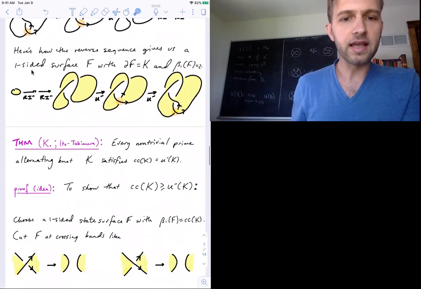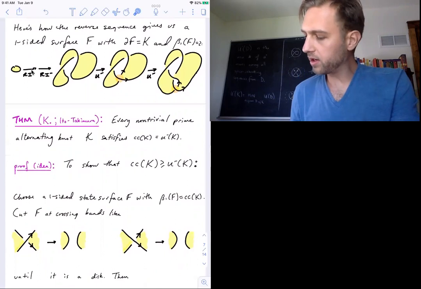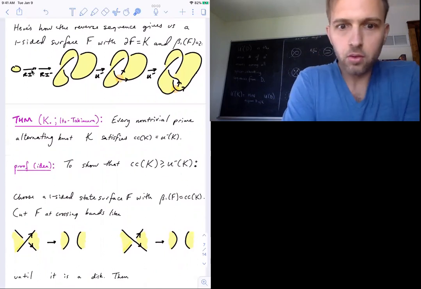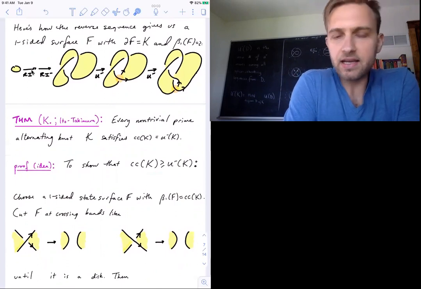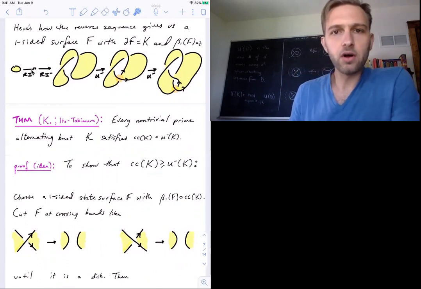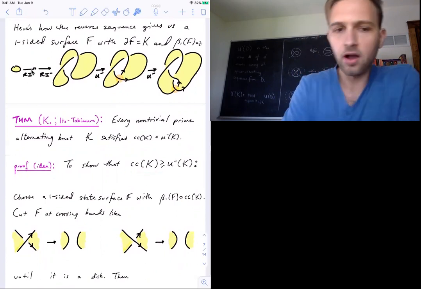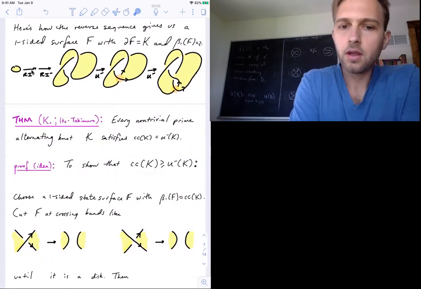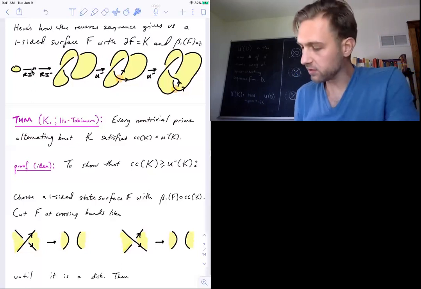In the alternating case, we get equality. And to prove that equality, we need the reverse inequality from before. And here's the basic idea. The basic idea is because we have an alternating knot, we can find a surface that realizes the crosscap number. We can find that surface and realize it as a state surface.